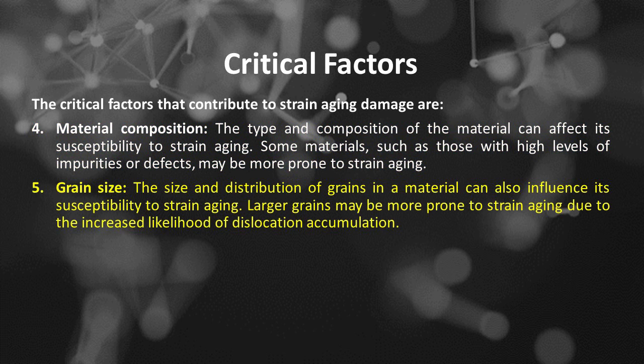Number 5 is grain size. The size and distribution of grains in a material can also influence its susceptibility to strain aging. Larger grains may be more prone to strain aging due to the increased likelihood of dislocation accumulation.